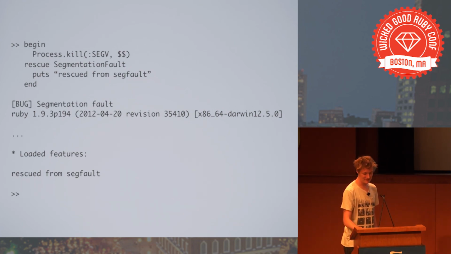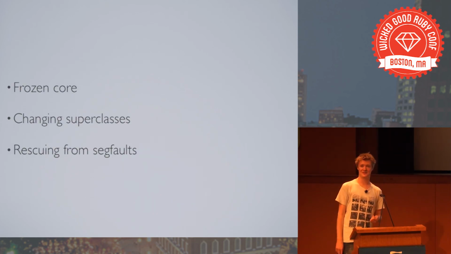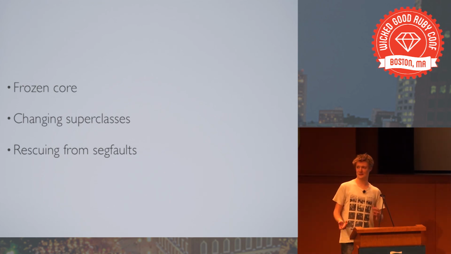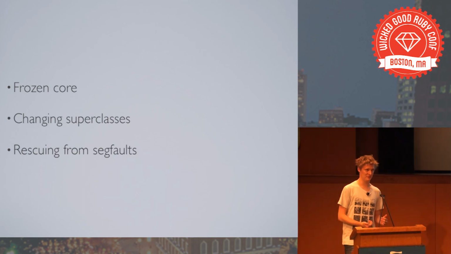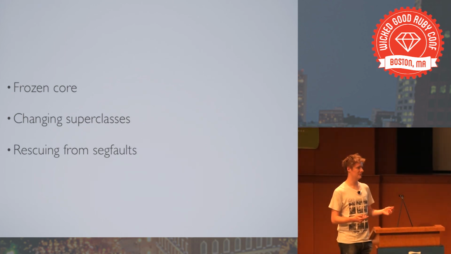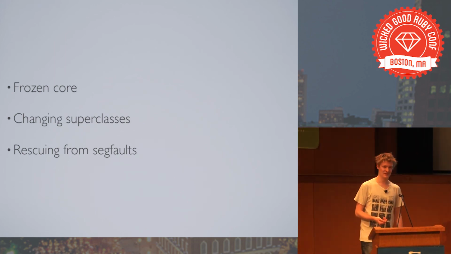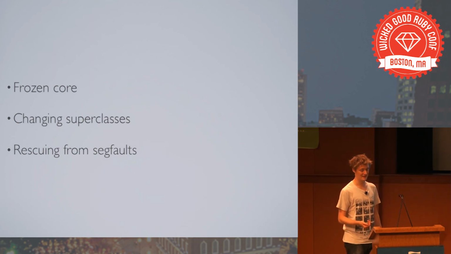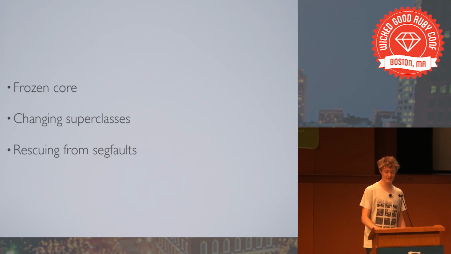Anyway, we've seen 3 magic tricks today. We've seen frozen core, we've seen changing superclasses, and we've seen rescuing from segfaults. These are all really cool things that you might never have thought possible with Ruby, but by just doing a little bit of digging inside the Ruby VM, we can see that there's a bunch of bugs that we can actually use to break Ruby. And it's no surprise, because Ruby is a 200,000 line C project. It's under active development, and it is a complex language with many, many features. So it's really no surprise that it has the odd bug.